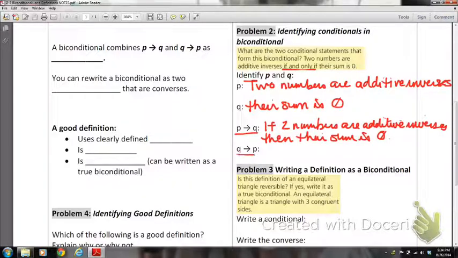Now let's look at the converse of that, which means we're going to take the hypothesis and conclusion and exchange them and write it as an if-then statement. To do that, we would say if their sum is 0, then two numbers are additive inverses.